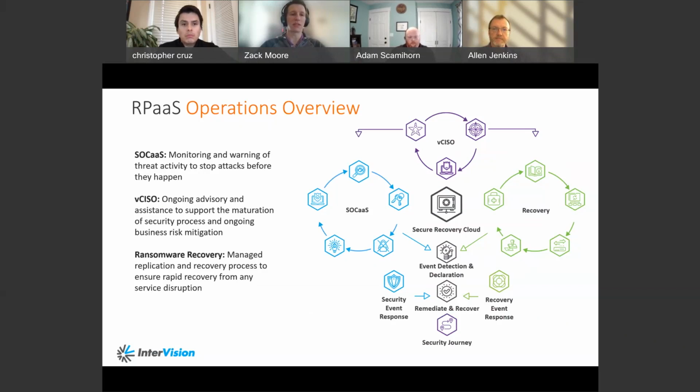We've got the SOC piece to monitor and warn for threat activity to help minimize the time that bad actors are in your environment. We've got the vCISO piece to provide that ongoing advisement and security maturity to provide risk mitigation and minimize risk. And we've got the recovery piece, which gets you back to business as usual in the event of a disaster to minimize service disruption. All that comes together to form the one comprehensive offering that is out there that takes you across the entire landscape to keep you safe.